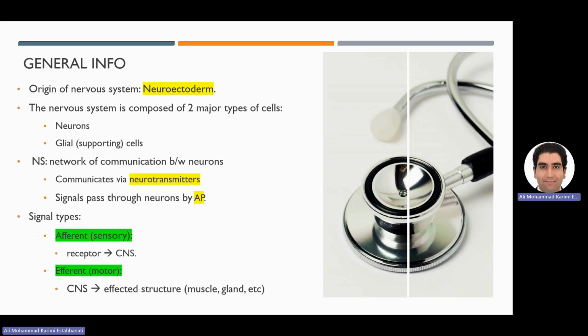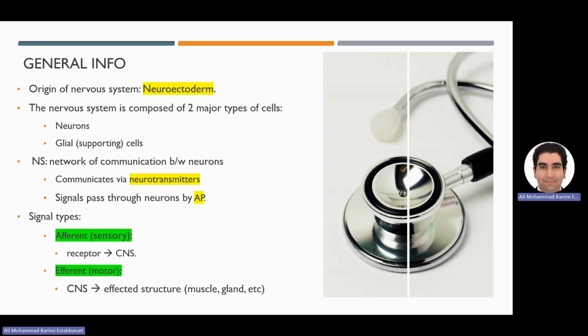First, you guys need to know some general info, some typical things you need to know before we go deep into what's the difference between the two. So you need to know that both the CNS and PNS are part of the nervous system, so their origin is almost the same, which is from neural ectoderm. And the important cells in the nervous system are two cells. There are neurons and there are glial cells or supporting cells.